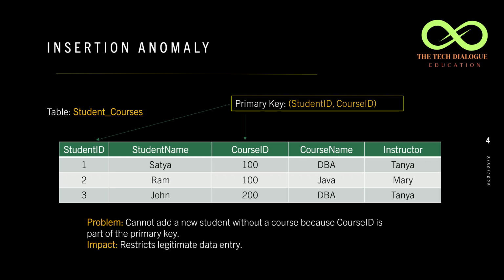Let's start with insertion anomalies. Picture a table called student courses that stores student ID, student name, course ID, course name, and instructor, with the primary key being both student ID and course ID. Now, imagine you want to add a new student, Alice, who hasn't enrolled in any courses yet. You try to insert her, but the table demands a course ID since it's part of the key. Without a course, you are stuck. That's an insertion anomaly. It blocks you from adding perfectly valid data because the table's design is too rigid.